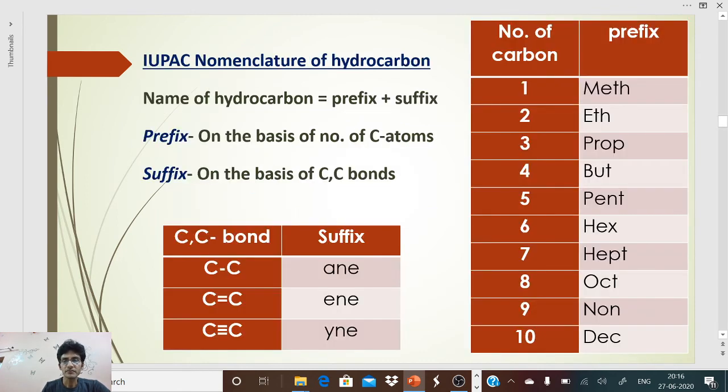Okay. Now we will discuss the IUPAC nomenclature of the hydrocarbon. When we write the IUPAC name of the hydrocarbon, we will use two terms.